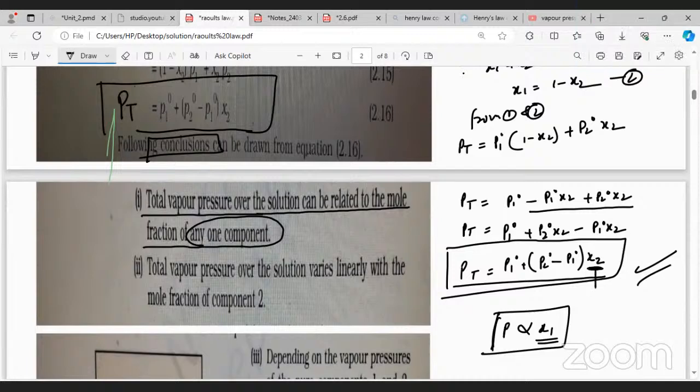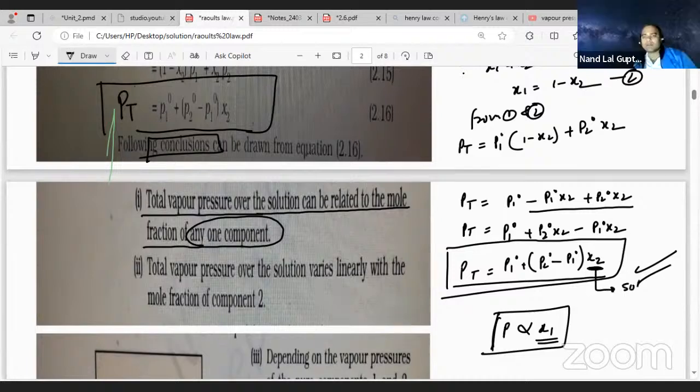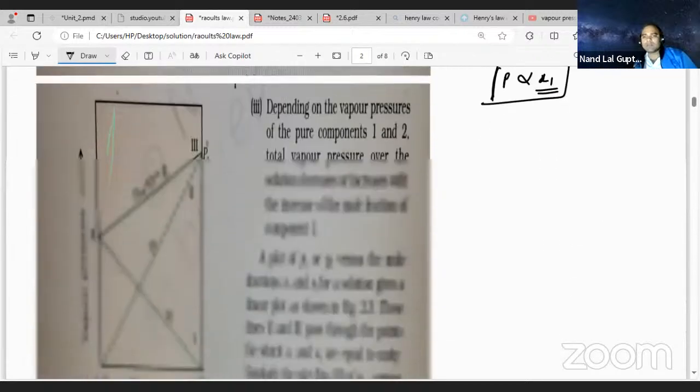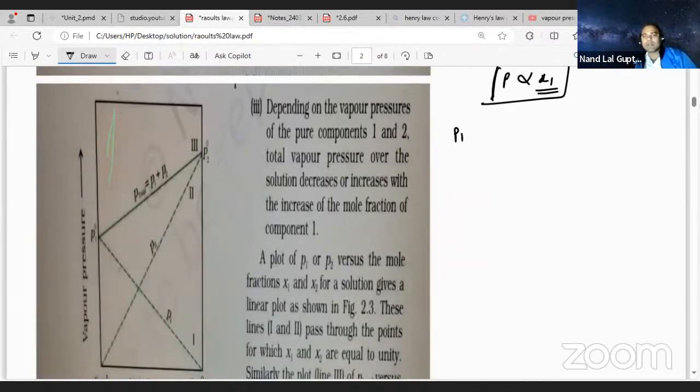Here, suppose this is the solute. Now, if you are confused, let me tell you one more thing. Pt is equal to P1 naught x1 plus P2 naught x2. This is equation 1.